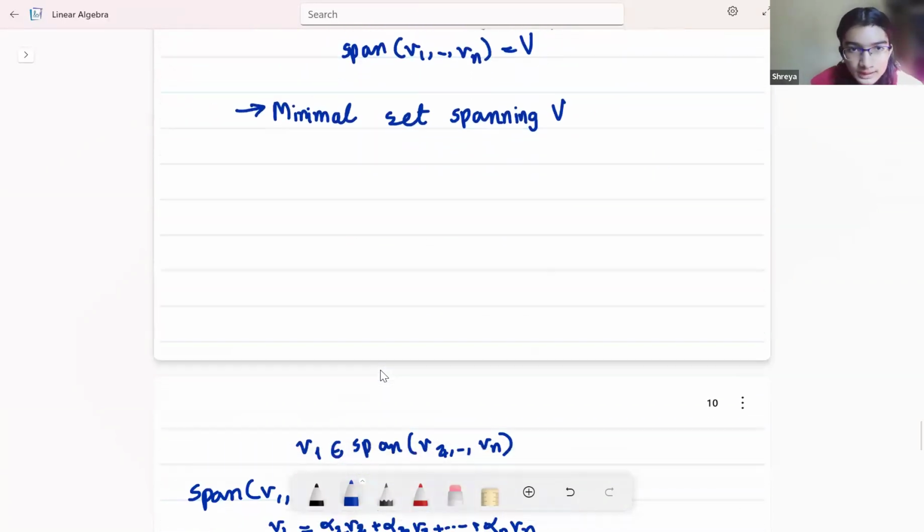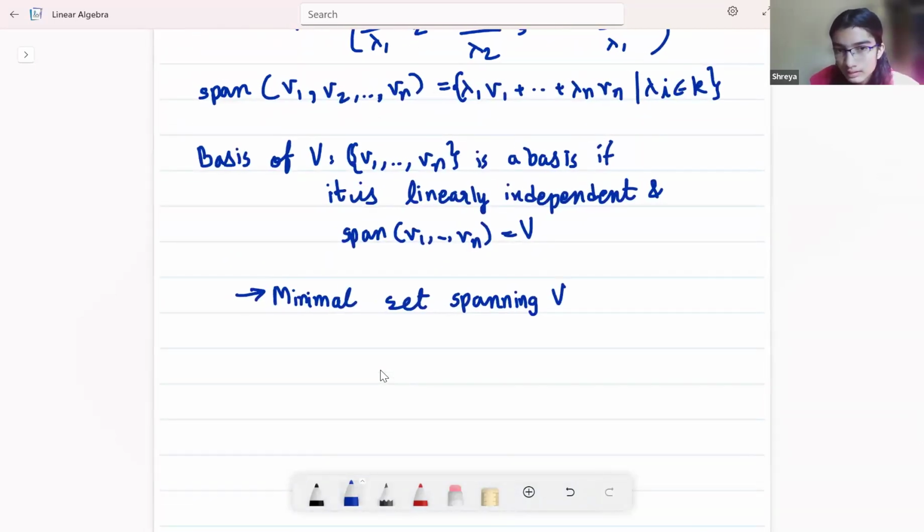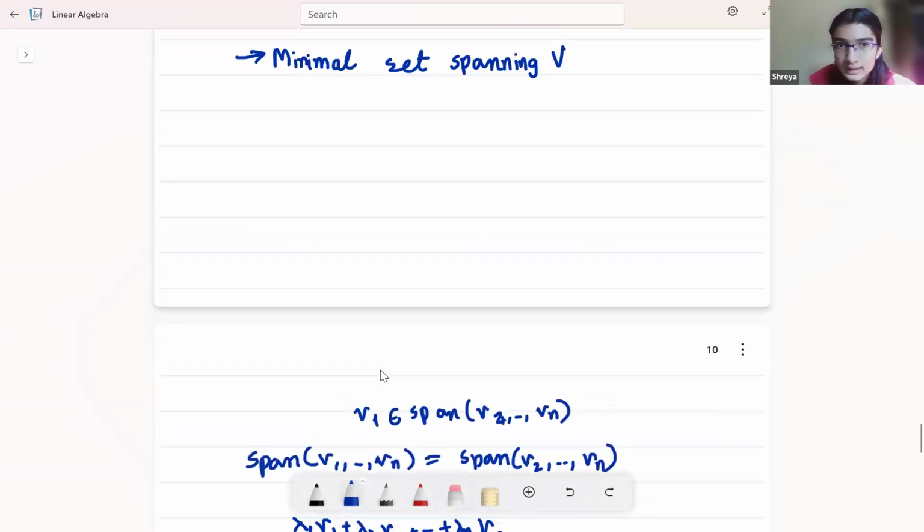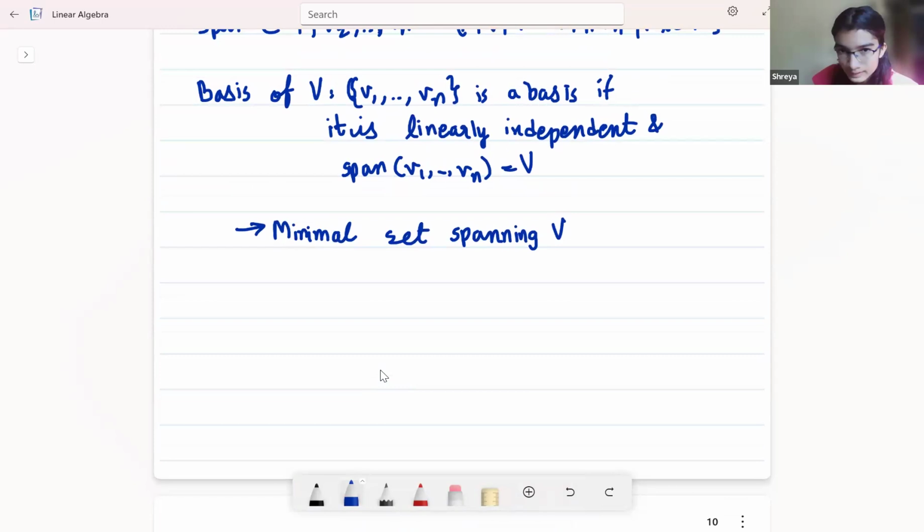Okay, so the main result is: for a basis, the following things are equivalent. That the set is a minimal set spanning V. Notice I said minimal and not minimum, so you're not talking about the cardinality of the set. What you're talking about is that you cannot remove any particular element from it and expect it to still span V. From v1 till vn, if you remove any particular element vi, then the set will stop spanning V.